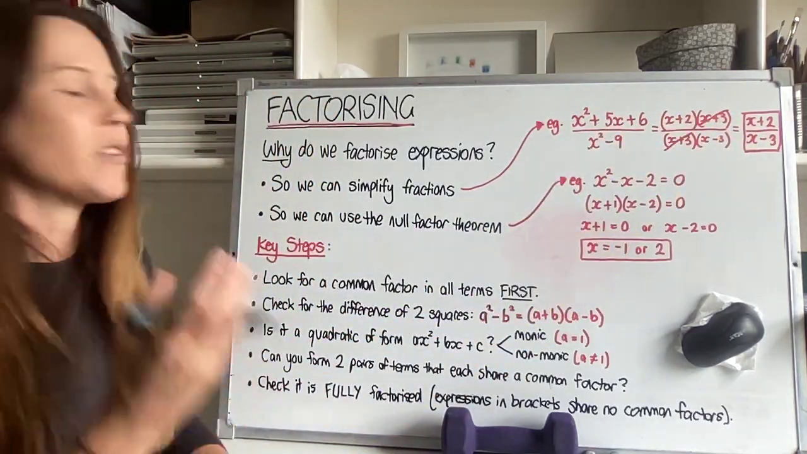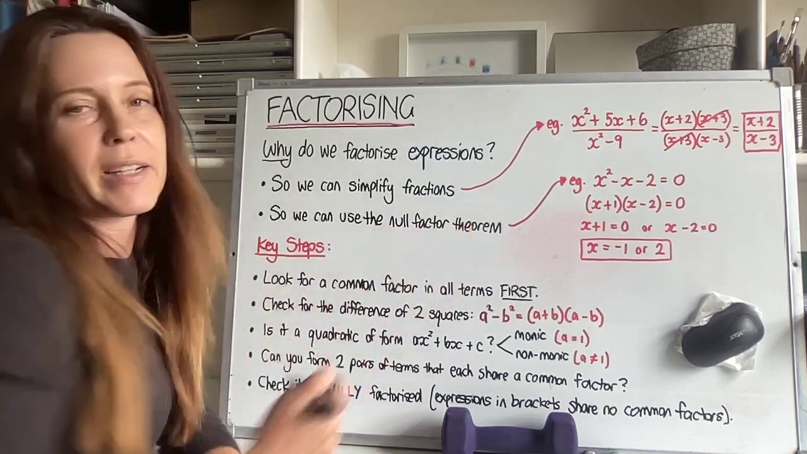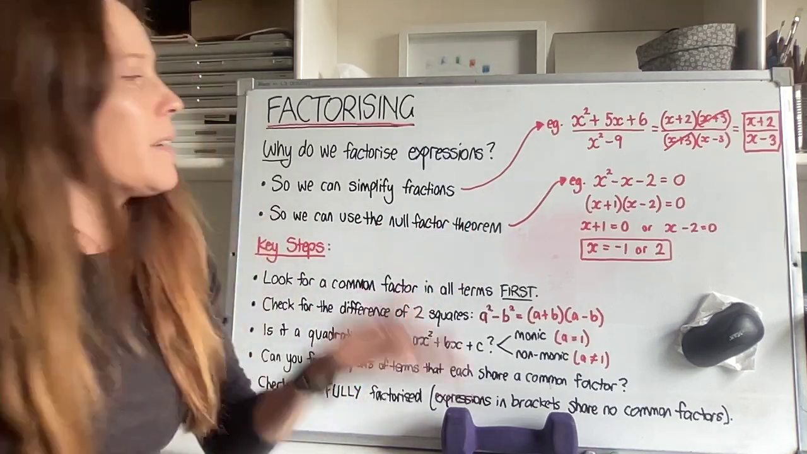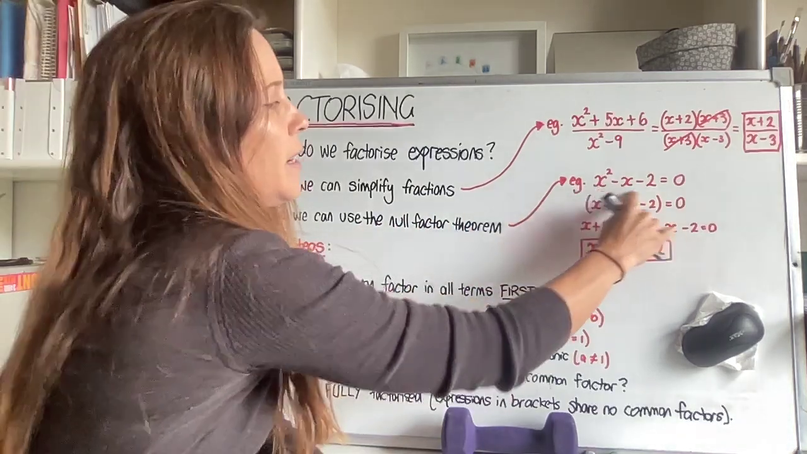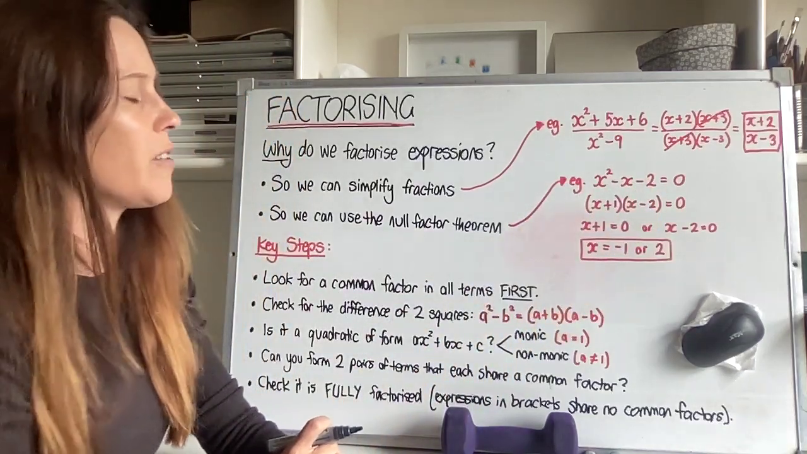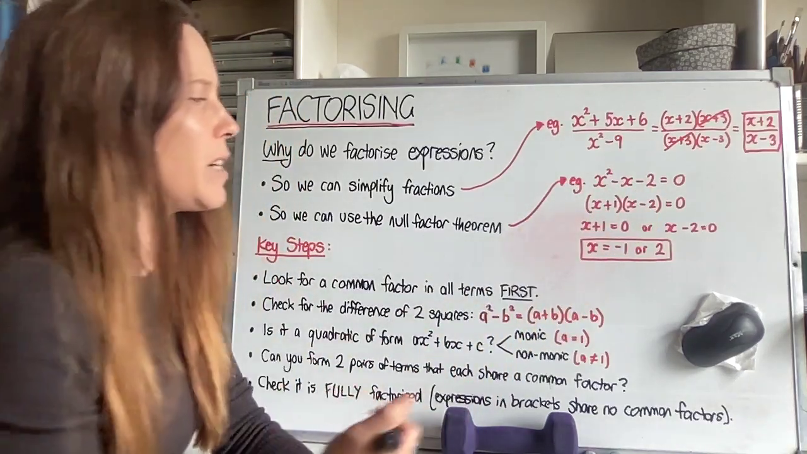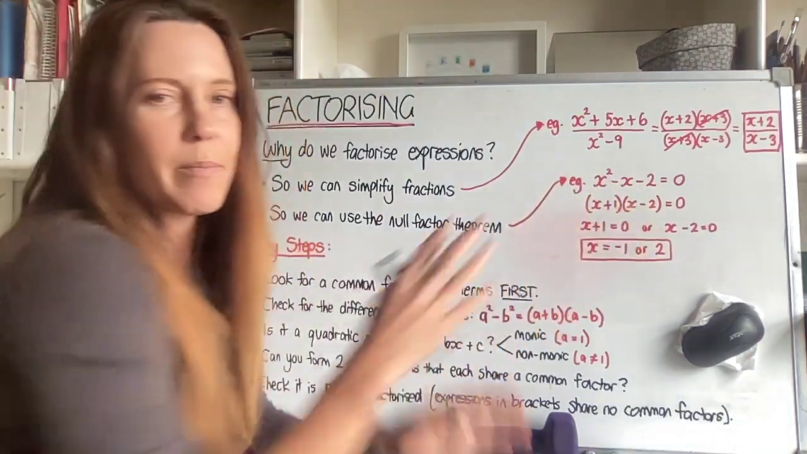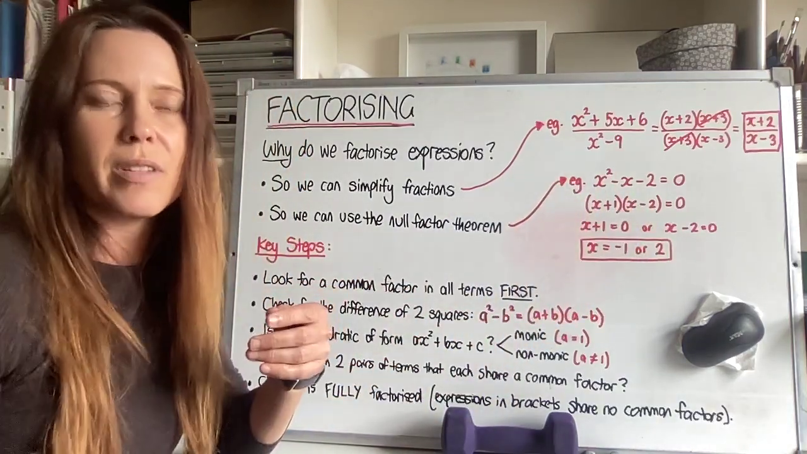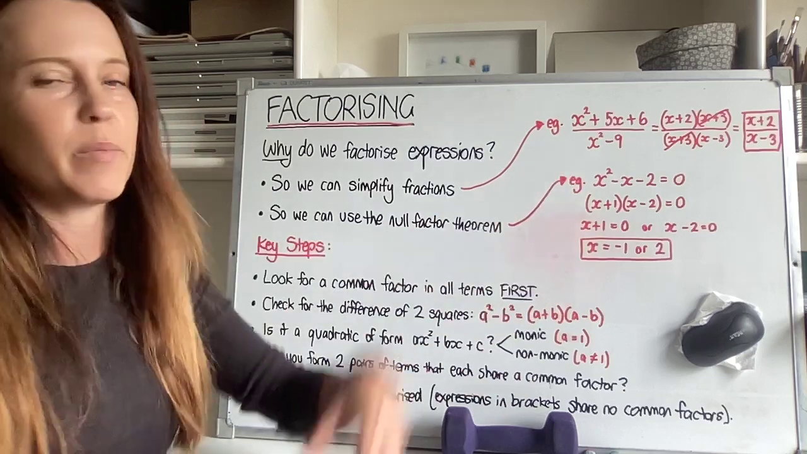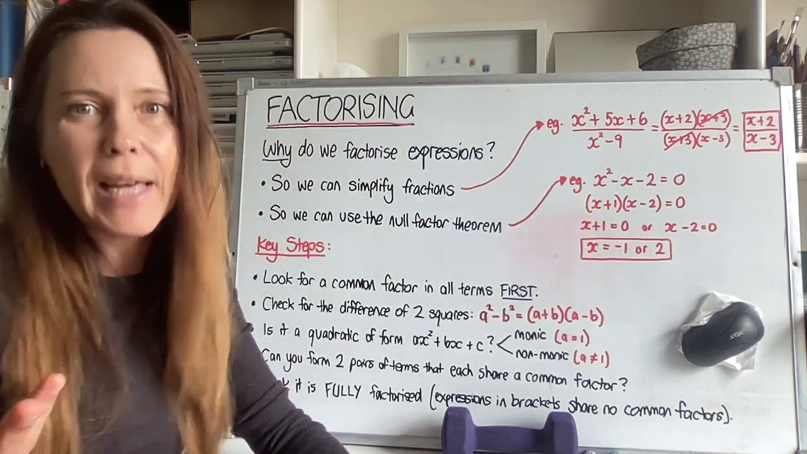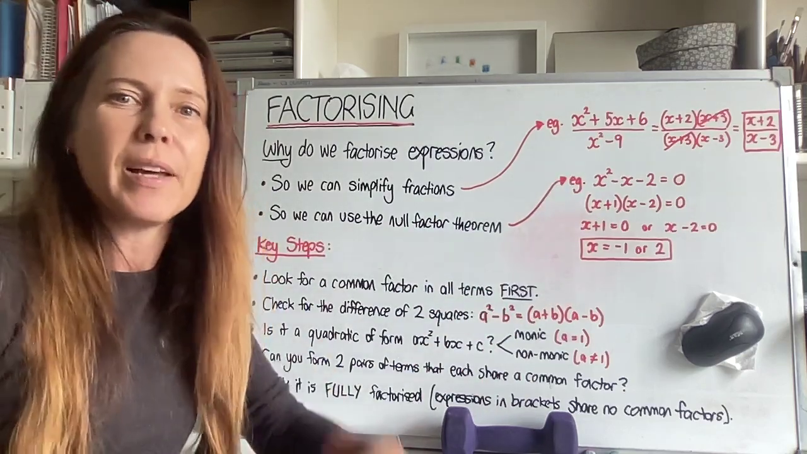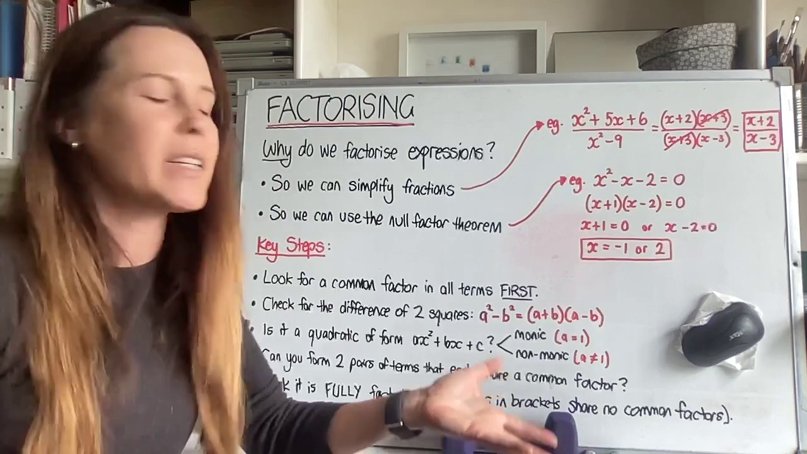Why else would we want to factorize? Well, it might be that we want to use the null factor theorem to solve an equation. Now, similarly, here I've got a non-monic quadratic trinomial, which trinomial just means 3 terms. It's quadratic because it's something squared. And I've got a plus and minus expression here that's equal to 0. And it's not easy to solve that just by thinking, what number can I square, then subtract one lot of that number, and then subtract 2 and get 0. That's not easy to do.